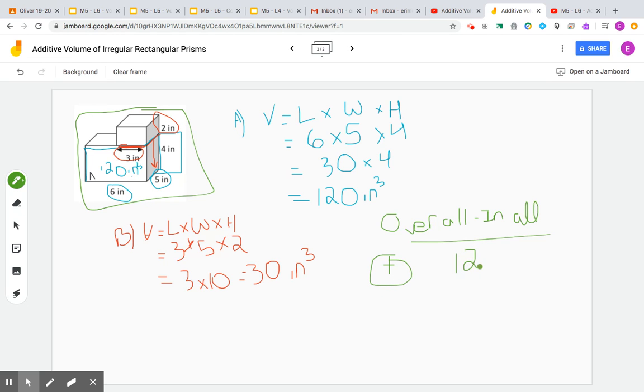So our overall volume is going to be 120 plus 30, which is going to get me 150. 150 cubic inches. So our designer's chair is 150 cubic inches. You decide if that's going to be big enough for you to sit on.